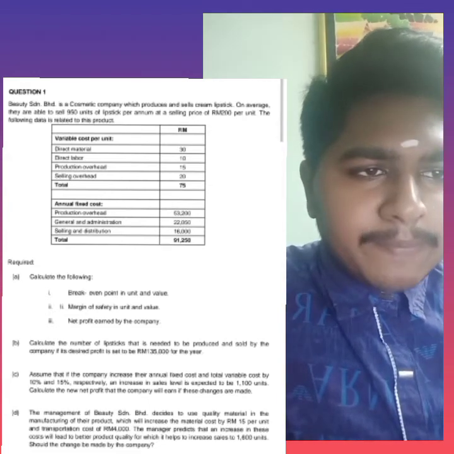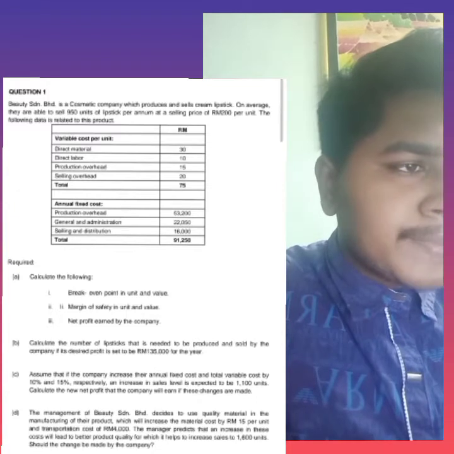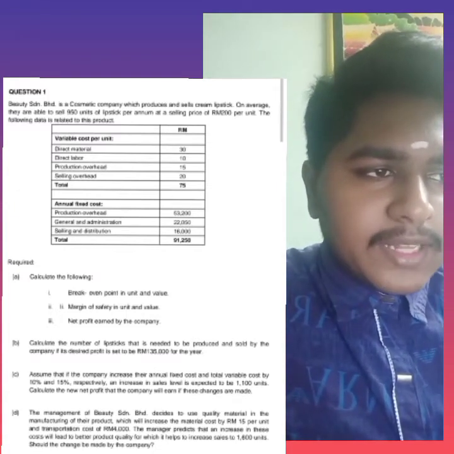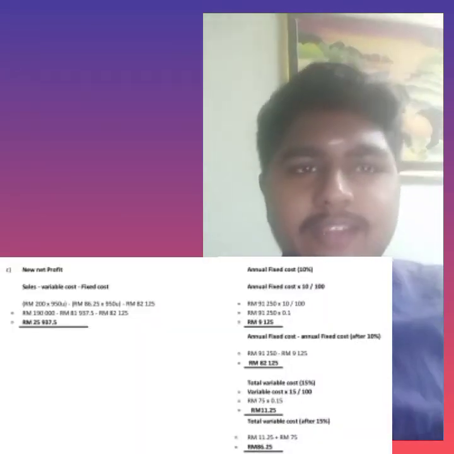My next question will be: assume that the company increases its annual fixed cost and total variable cost by 10% and 15% respectively, and the sales level is expected to increase to 1,100 units. Calculate the new net profit that the company will earn if these changes are made. Okay, now I'm going to calculate the new net profit.